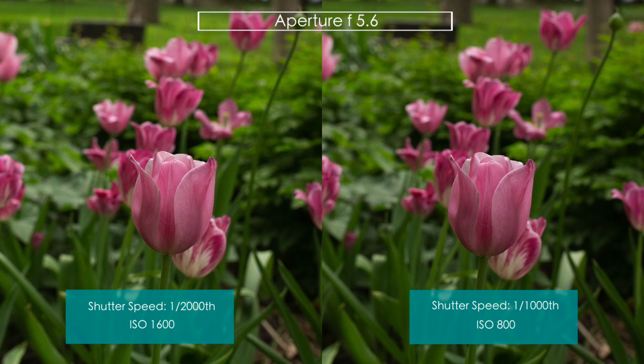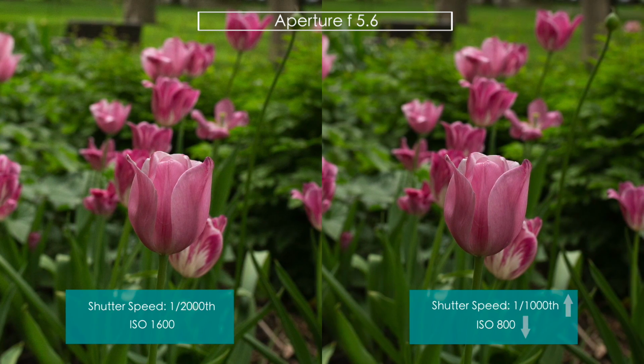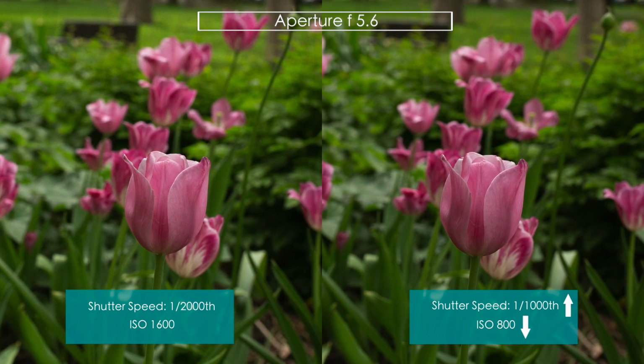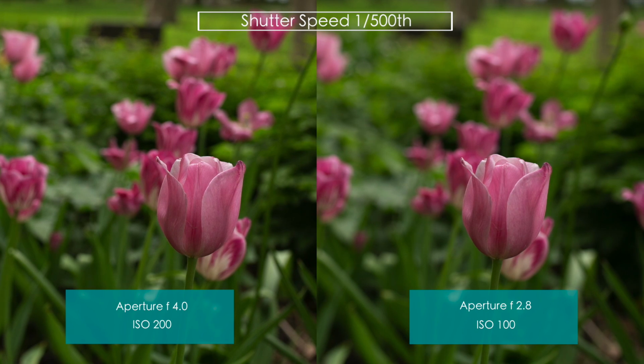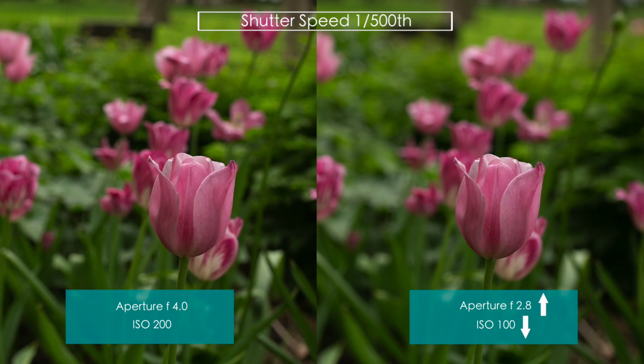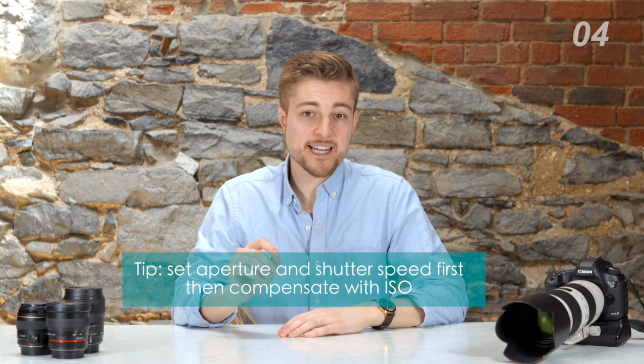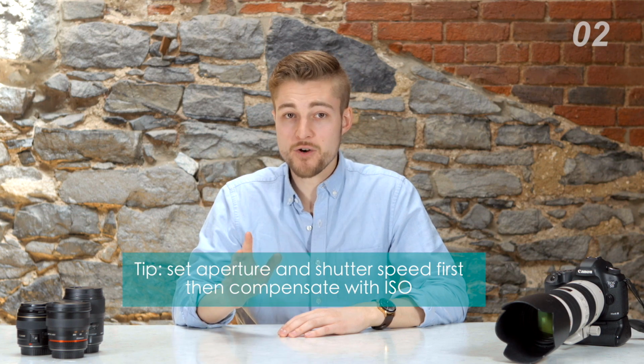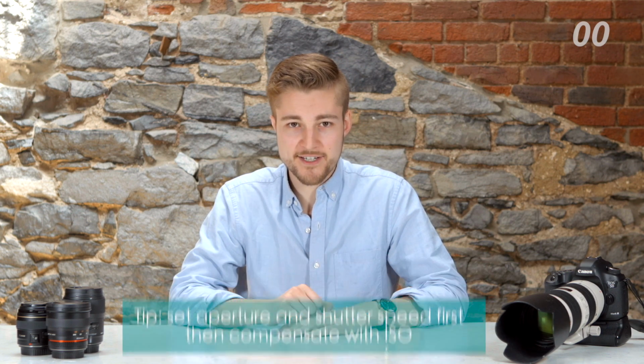ISO will also play the same role. Keeping aperture the same, we can raise shutter speed and lower ISO. Or keeping shutter speed the same, raising aperture and lowering ISO, or vice versa. As aperture and shutter speed not only affect exposure but also the aesthetic look of the images, these should be set first and then compensate with ISO.